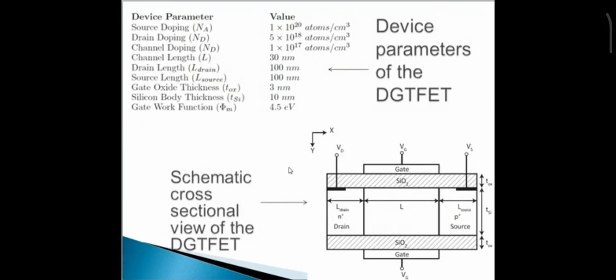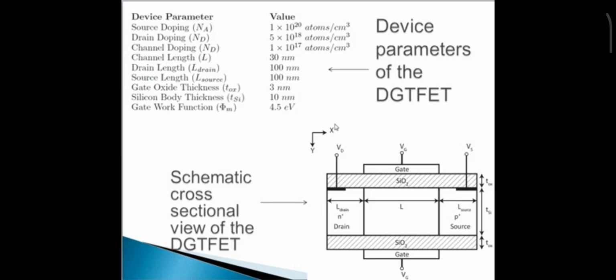This is the device parameter and cross-section view of a double gate TFET, which is simulated using the Silvaco TCAD tool. Please note down: the source doping is 10^20, drain doping 5×10^18, channel doping 10^17, channel length 30 nanometer, drain length 100 nanometer, source length 100 nanometer, gate oxide thickness 3 nanometer, silicon body thickness 10 nanometer, gate work function 4.5 electron volt.